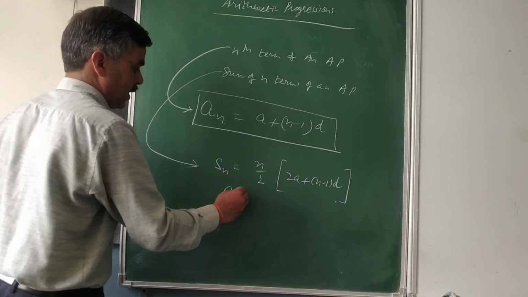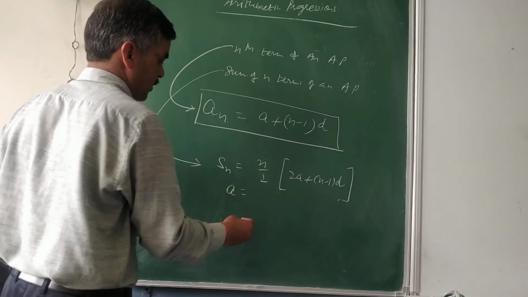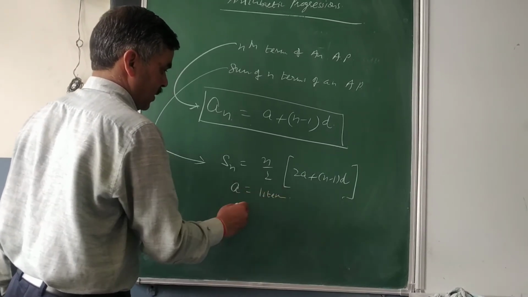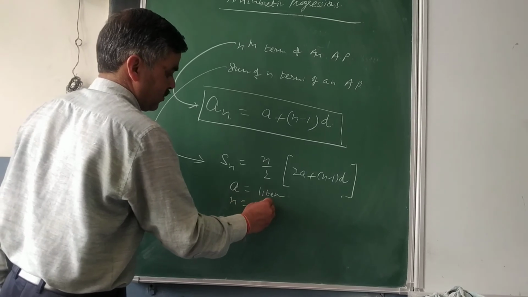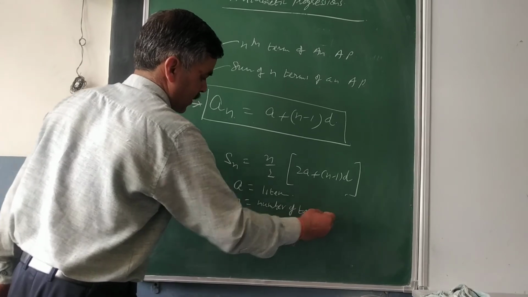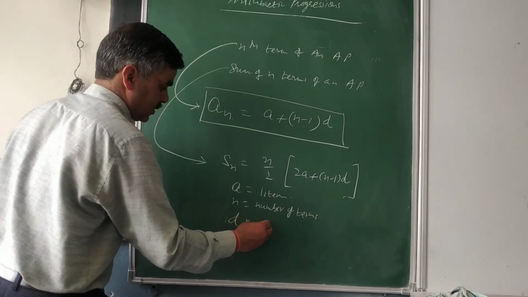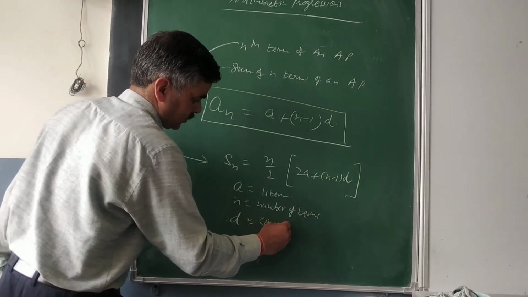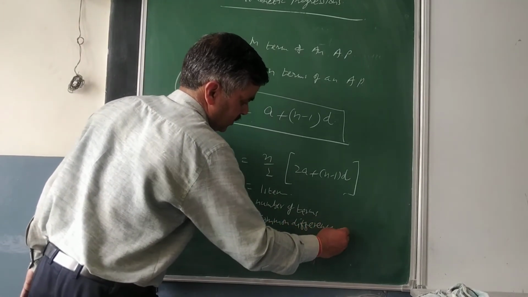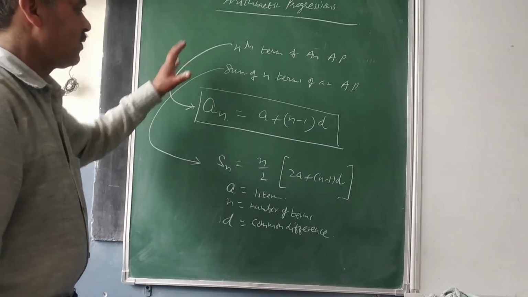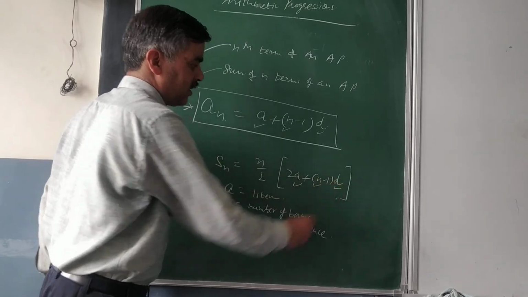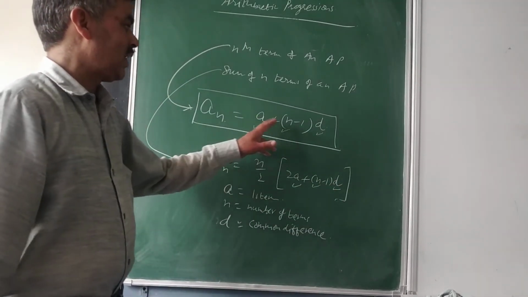Remember, where a is always the first term, n is the number of terms, and d is the common difference. Make a note of this. So everywhere we are concerned with a, n and d. So our focus will be there upon a, n and d.